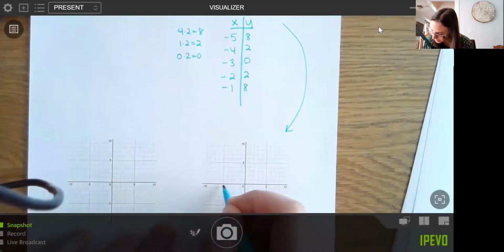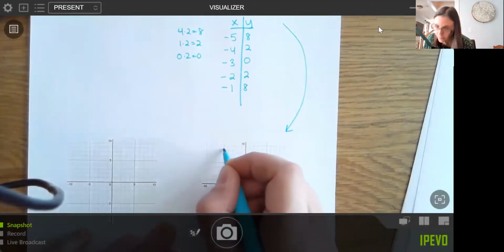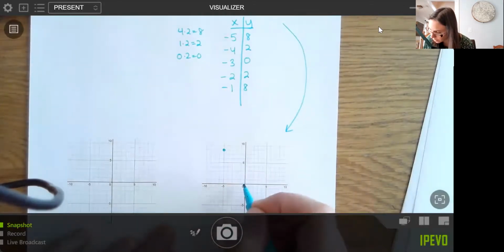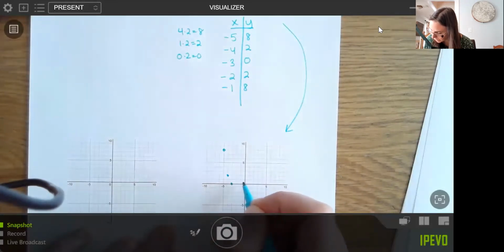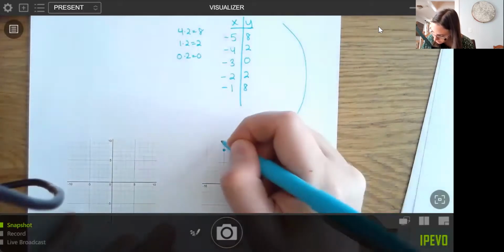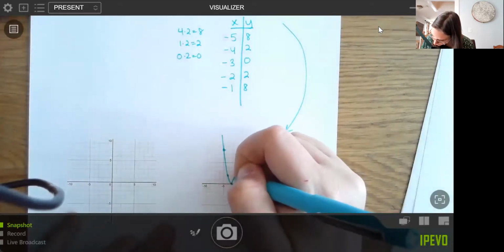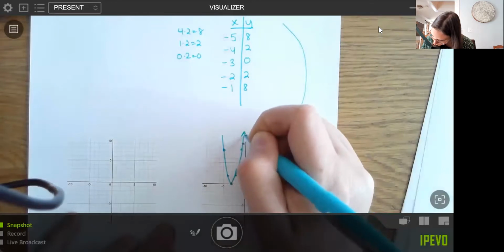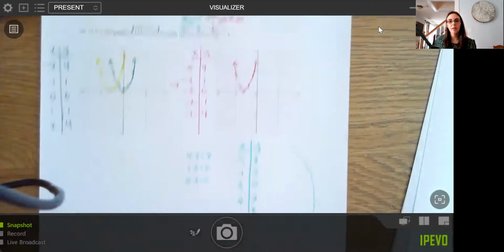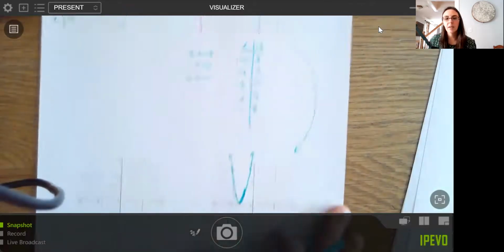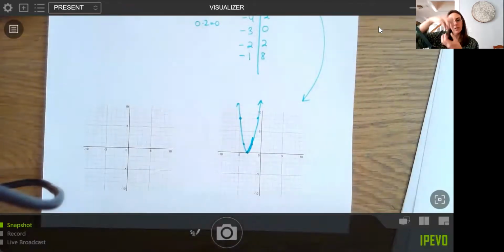Let's say I have -5, 8. And I have -4, 2. -3, 0. -2, 2. And then -1, 8. And I'm going to try to keep that same general shape there. But you can see from here to here that the graph looks a bit narrower. It was pulled this way.